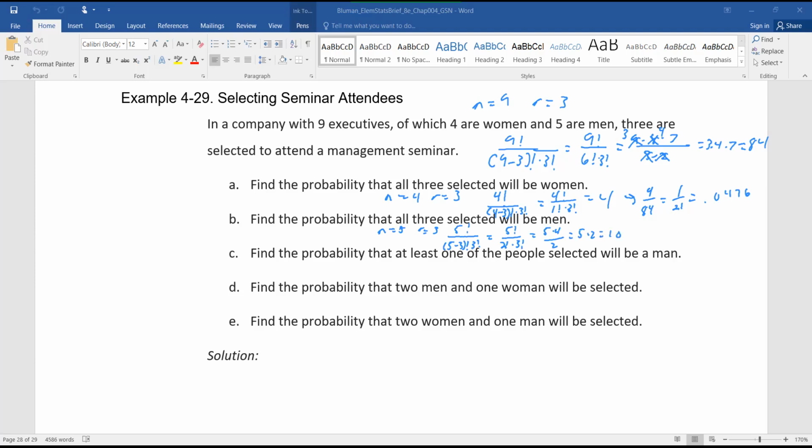Y'all agree? Any disagreements? Then that just becomes 10 over 84. You can simplify if you like, but I'm gonna go straight to the calculator. So this is 0.1190. So that means that if I wanted all men to go, I have a 11.9% chance that that will happen. Any question on that probability?